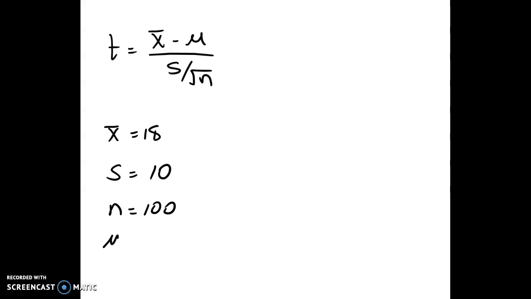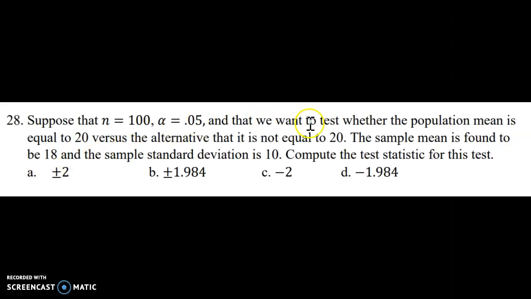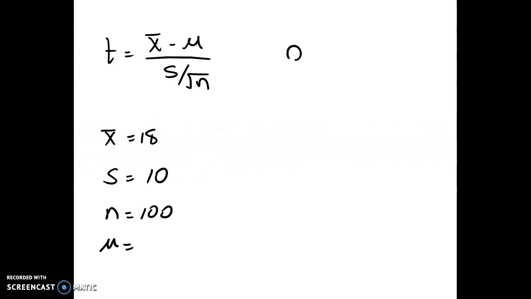Okay. Now mu, that's the parameter that we're testing here. So let's go back to the question. We want to test whether the population mean, which is mu, is equal to 20 versus the alternative that it is not equal to 20. So let's write that information down too. The original claim is mu is equal to 20, and the opposite claim is mu is not equal to 20.